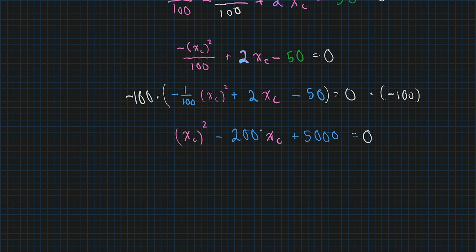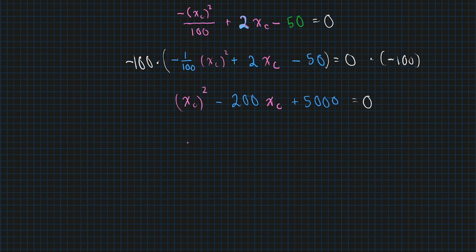Now, do we see any whole numbers that we can use to factor this? Remember, when you're factoring a quadratic and the coefficient in front of x squared is 1, you want to find two numbers that add up to negative 200, in our case, and multiply to 5,000. Well, I'll save us some time here, because the truth is we'll have to use the quadratic formula. There's no easy integer here that we can find.